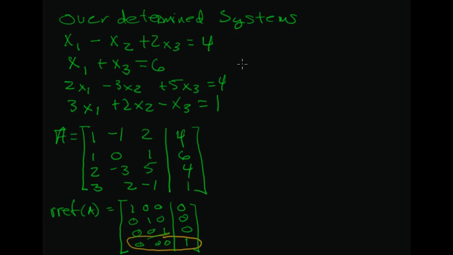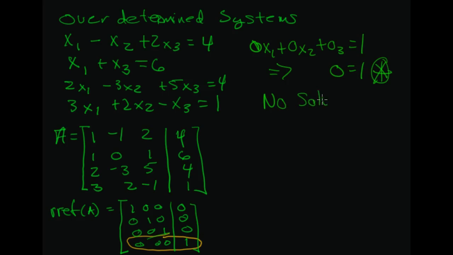If you were to convert that back to a linear equation, you get 0x1 plus 0x2 plus 0x3 is equal to 1. The implication of this would be that 0 is equal to 1, which is impossible. So this tells me that I have no possible solution, because there's no way to make 0 equal to 1, which means the system is inconsistent.